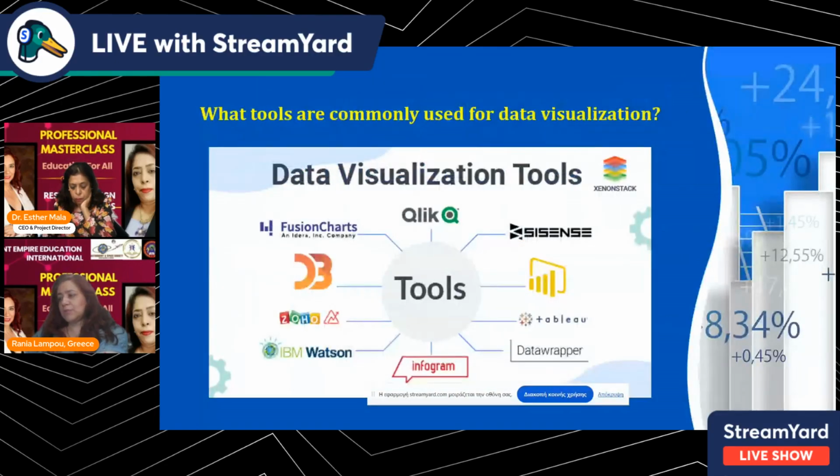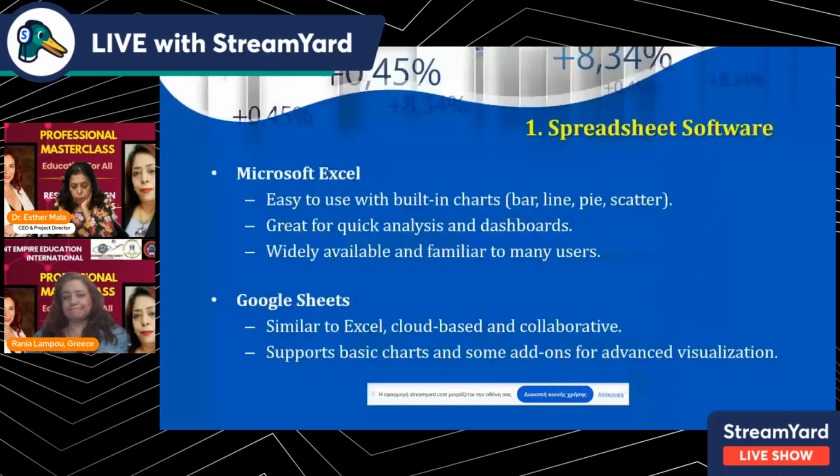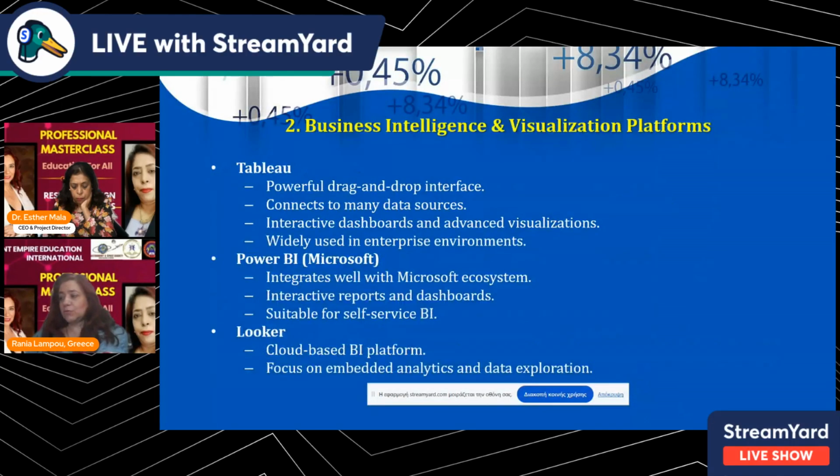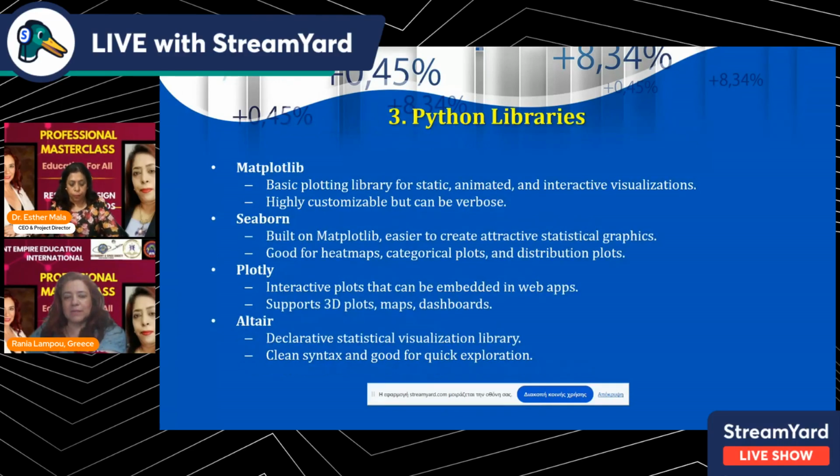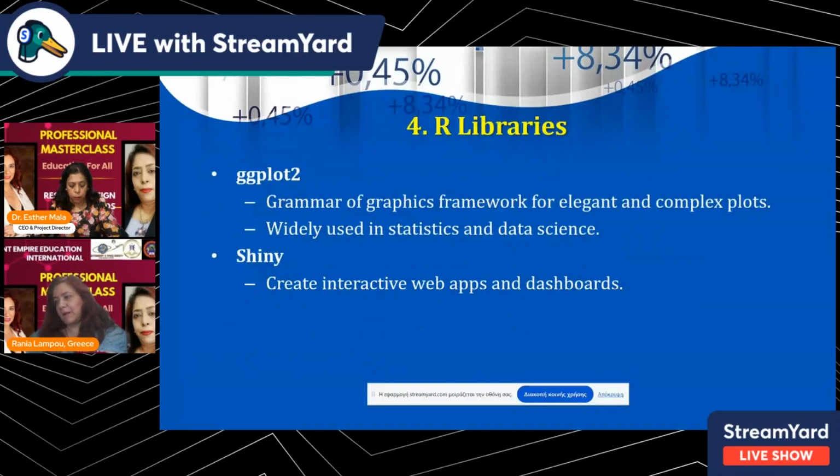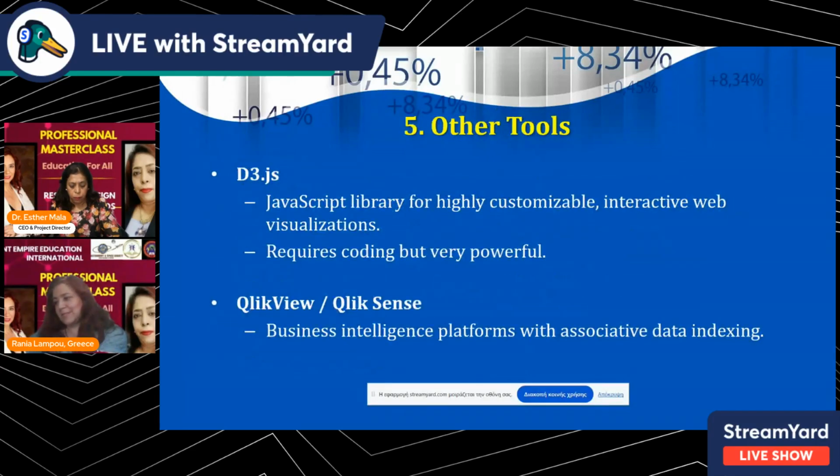What tools are usually leveraged for data visualization? Spreadsheet software like Microsoft Excel and Google Sheets, and Tableau. These are the most popular ones for business. Tableau and Power BI. Looker is a cloud-based BI platform. Python libraries, of course: Matplotlib, Seaborn, Plotly, and Altair. Other tools also like QlikView, etc.